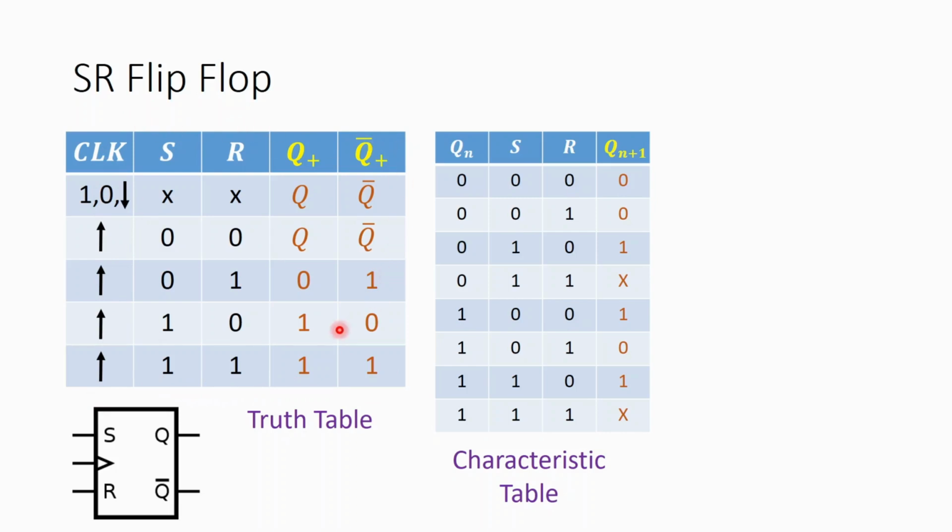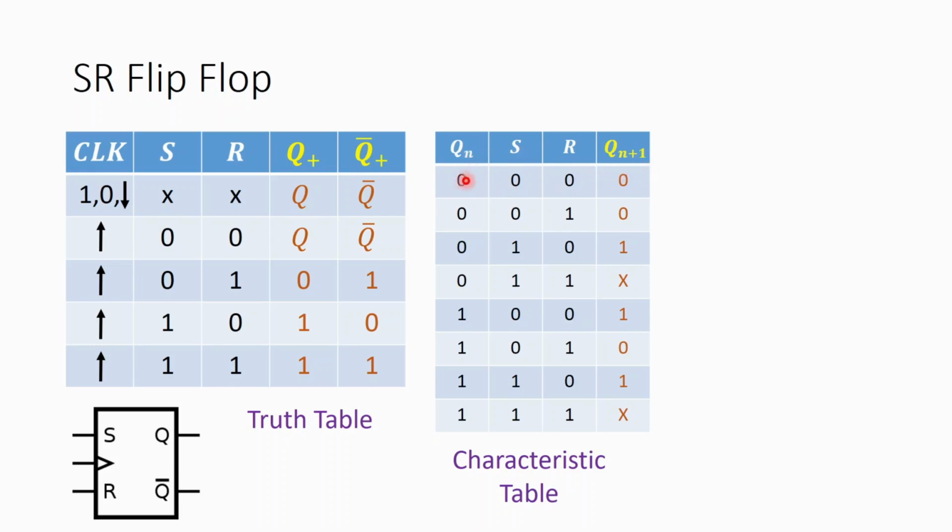So this is the truth table. From the truth table we can construct something called the characteristic table. The characteristic table, the input and the output you note in the characteristic table. The input is the present output and the present inputs S and R. The output of the characteristic table is the next output, the future output. Sometimes we write it as Qn plus 1, sometimes we write it as Q plus also. Both are fine.